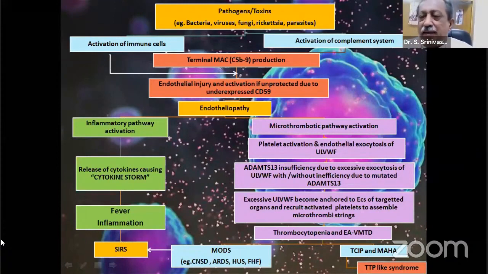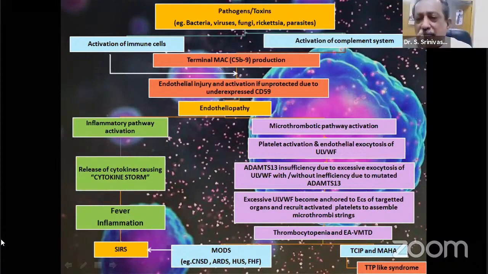This endotheliopathy, we have seen in dengue that there are two pathways. One is called capillary leak, the other one is called coagulopathy. Similarly, here there are two pathways. One is called the inflammatory pathway, where a lot of cytokines are released, and these cytokines will go and attack most of the organs, and they may put in what is called SIRS, systemic inflammatory response syndrome, where the CNS can be affected, ARDS can come, hemolytic uremic syndrome can come, hepatic failure can come. That means multiple organs can get involved because of the inflammatory pathway.